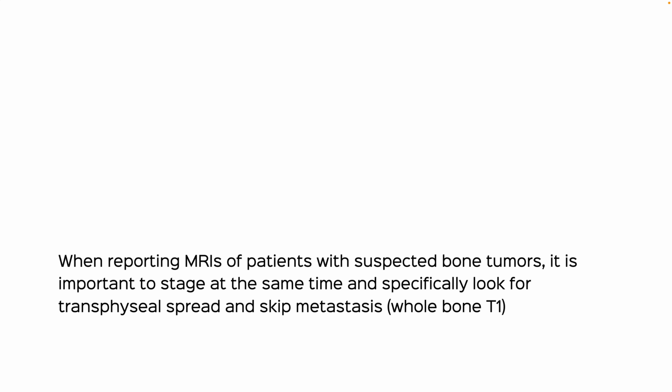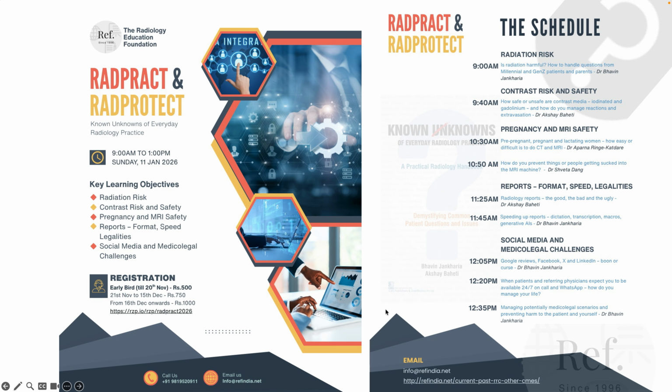So when reporting MRIs of patients with suspected bone tumors, it is important to stage at the same time. And so while we look at the extent and measurements and joint involvement and neurovascular bundles, the other two things we have to look for are transphyseal spread, and specifically look for it, and skip metastasis, for which a whole bone T1 suffices in most instances.